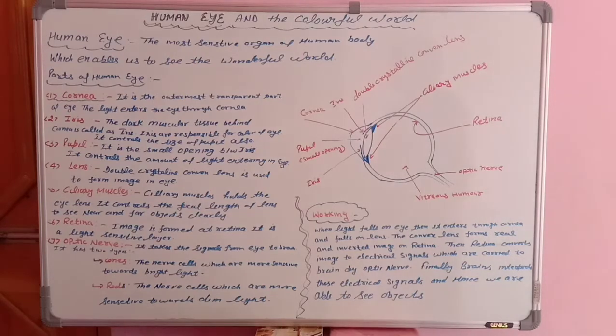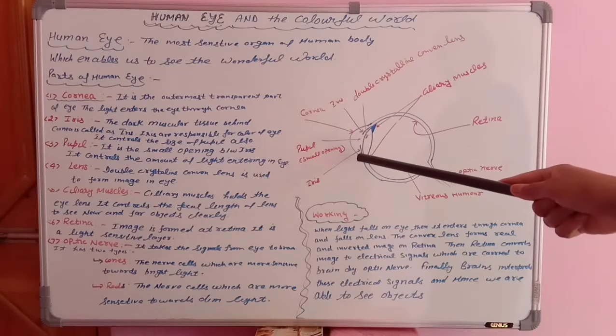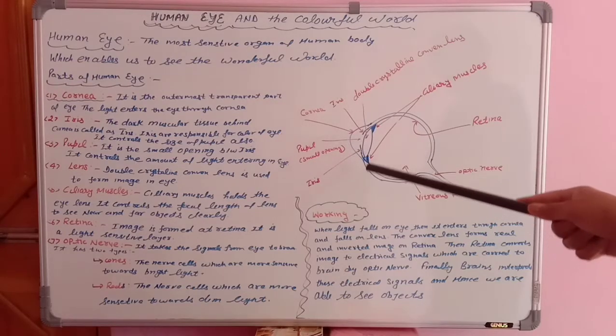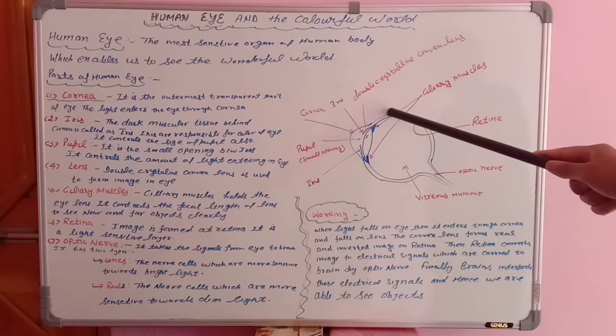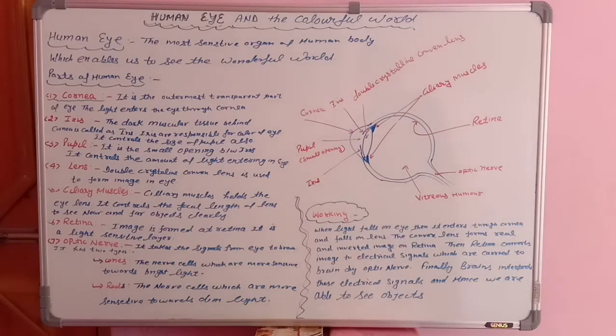But whenever the light crosses this step, there is once again an inner surface, and you can see on both sides there are some lines, this side also, this side also. These lines are called the iris. What do we call these? Iris. The iris is responsible for the color of your eye. You have seen blackish eyes and brownish eyes. So the iris is responsible for that color.